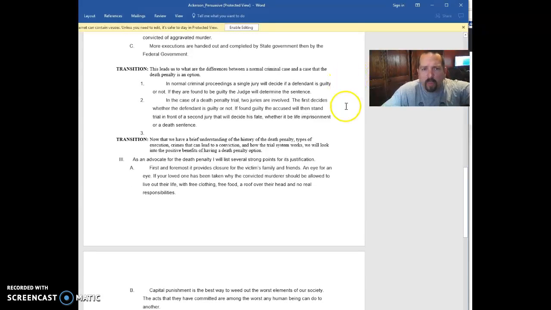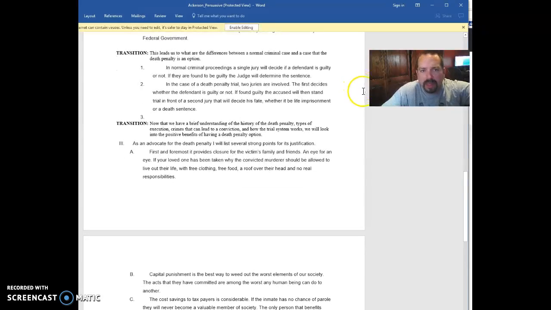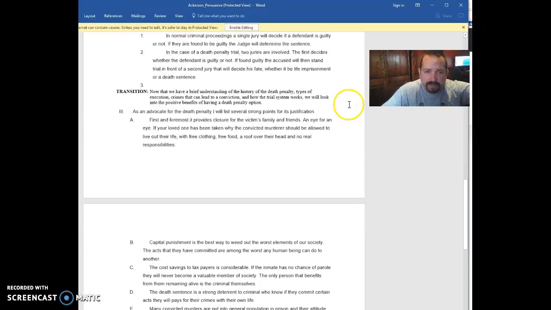This leads us to what the differences are between a normal criminal case and a case in which the death penalty is an option. In normal criminal proceedings, a single jury will decide if a defendant is guilty or not. If they are found to be guilty, the judge will determine the sentence. In the case of a death penalty trial, 2 juries are involved. The first decides whether the defendant is guilty or not. If found guilty, the accused will then stand trial in front of the second jury that will decide his fate, whether it be life imprisonment or the death sentence.